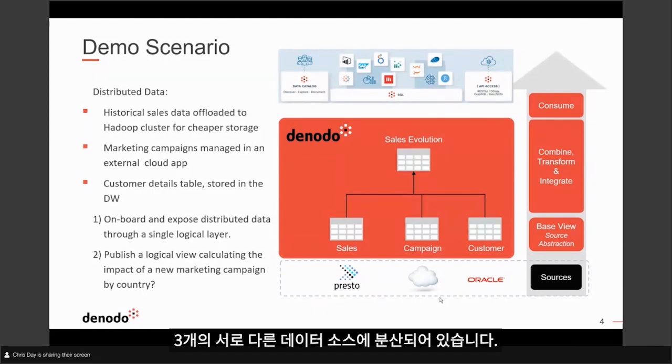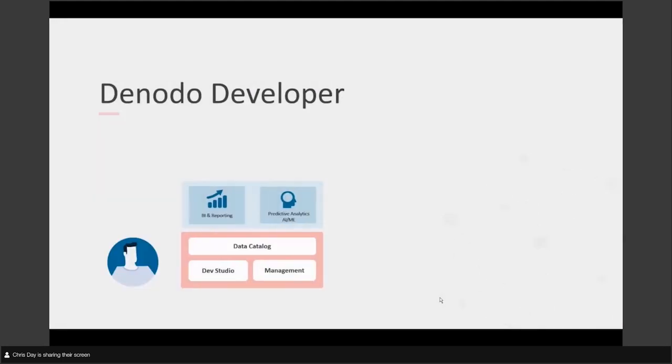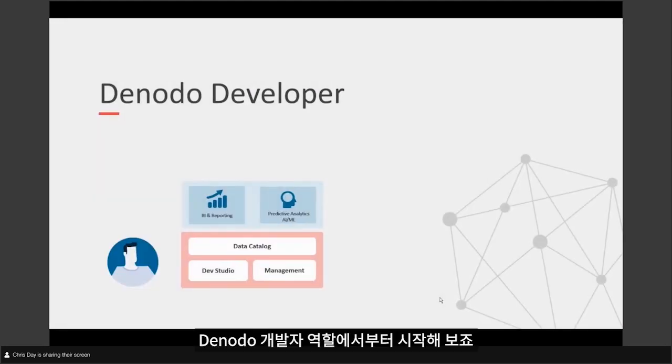different data sources. So what I will be showing you today is how we can use Denodo to connect, combine, and consume this data, specifically data around our sales campaign, the effectiveness of a marketing campaign, based on historical sales. So the place we'll be starting is with the Denodo developer, and they'll be using the Design Studio in order to build our data model.